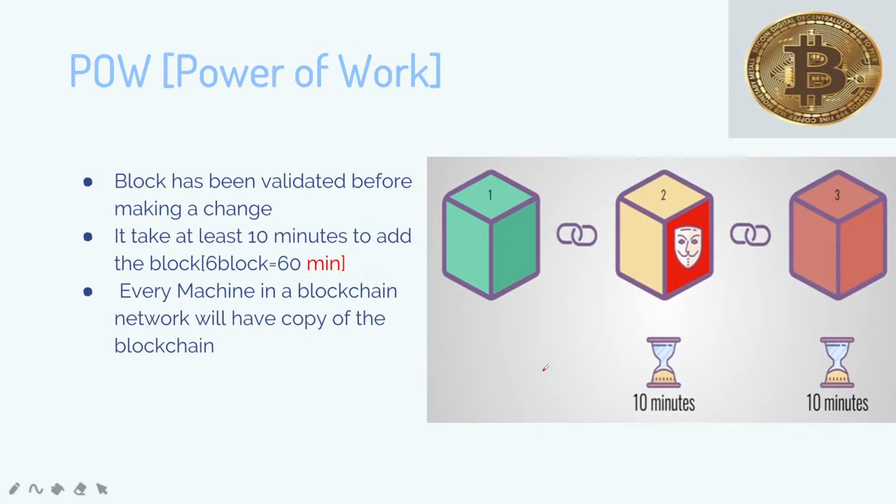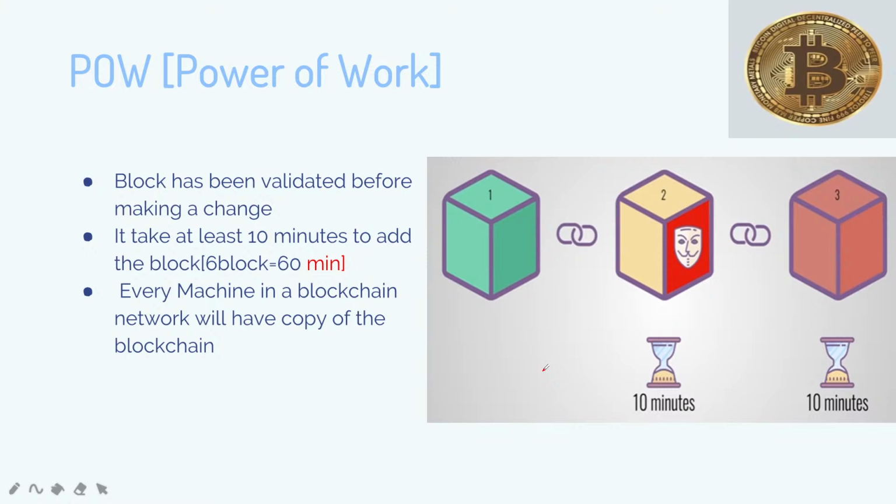In consensus algorithms we have different types. One of the most famous algorithms is POW, that is proof of work. Proof of work is nothing but the block being validated before making the change. That is, whenever we need to change any block, we always validate. Then after validation, when I am trying to add that particular block, it will take 10 minutes to add one block. Every machine in a blockchain network will have a copy of the blockchain. So that is called POW.